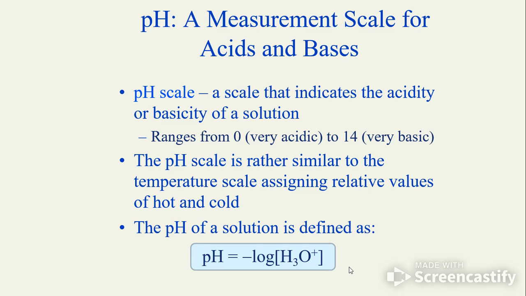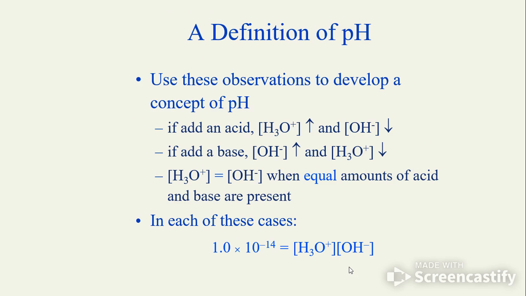The formula for pH of a solution is pH equals negative log of the hydrogen ion concentration of a solution. pH concepts are developed from observations such as when you add an acid, the hydrogen ion concentration increases while the hydroxide ion concentration decreases. If you add a base, the reverse happens, that is, the hydroxide ion concentration increases while the hydronium ion concentration decreases.